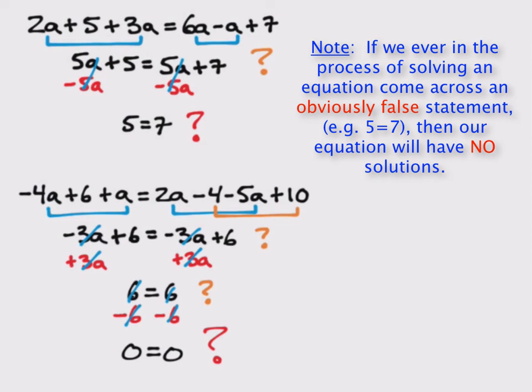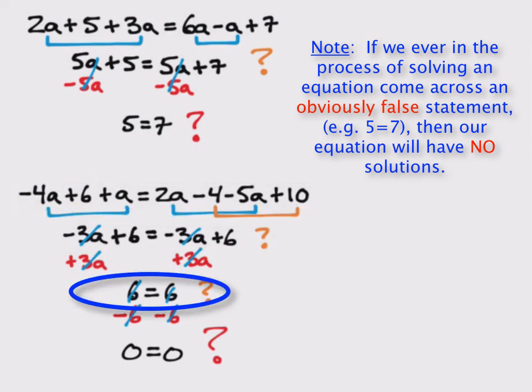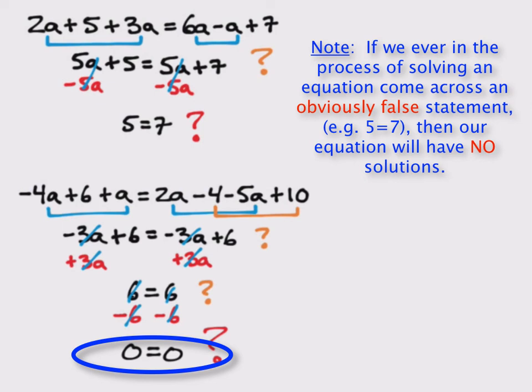Whoa, whoa, whoa. As we made our way through solving this equation, we ended up with an obviously true statement. 0 equals 0. I mean, before we got another obviously true statement. 6 equals 6. Well, what does that mean? Well, for our original equation to be true, then it also must be true that this is true, and that this is true, and that this is true. But 0 is always equal to 0.